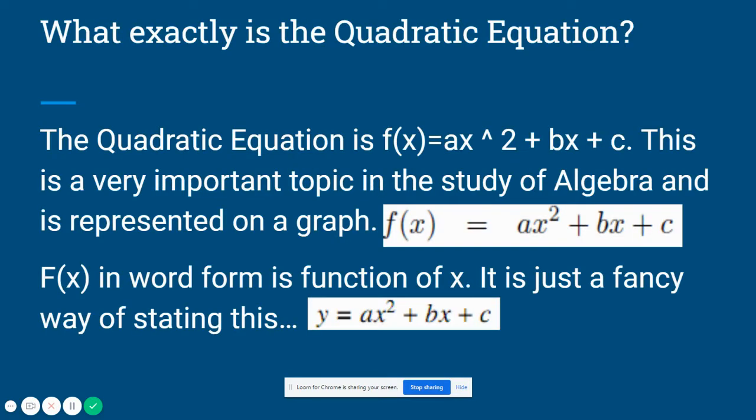So what exactly is a quadratic equation? The quadratic equation is f of x is equal to ax squared plus bx plus c. This is very important in the study of algebra and is represented on a graph. So this is not a graph. This is just an easy way to visualize this.